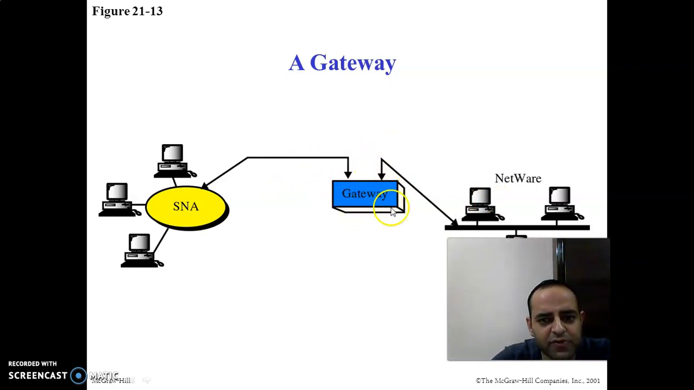So we use a gateway when we connect heterogeneous types of network. It will take a packet from SNA and convert it to a NetWare understandable form, and will take a packet from NetWare and convert it to SNA's understandable form. So a gateway is a device we use when we are connecting heterogeneous types of network.